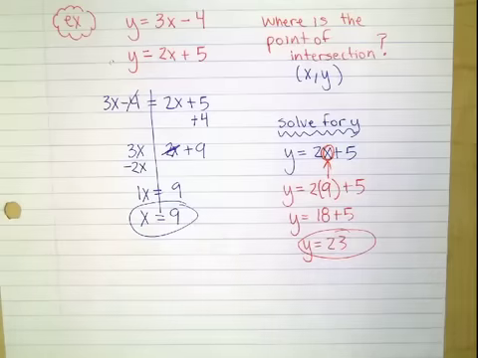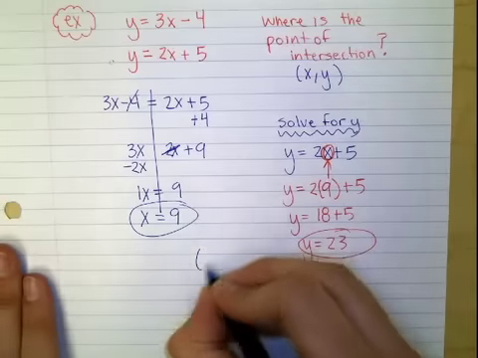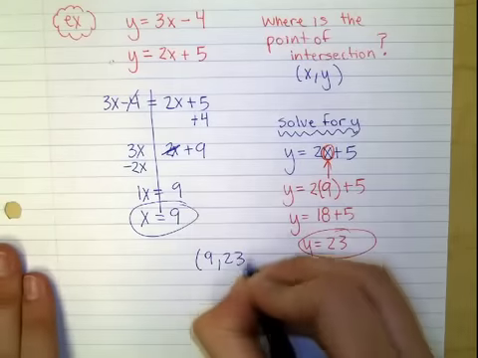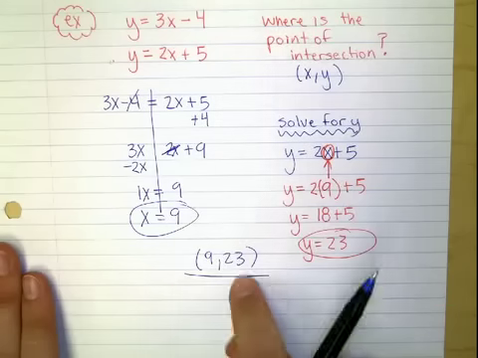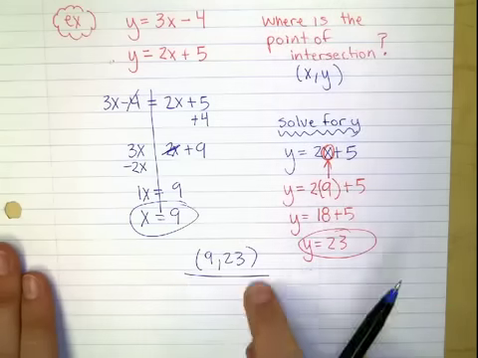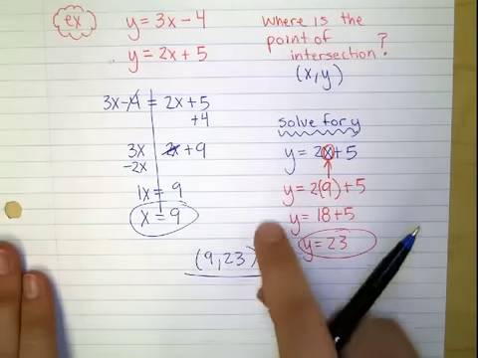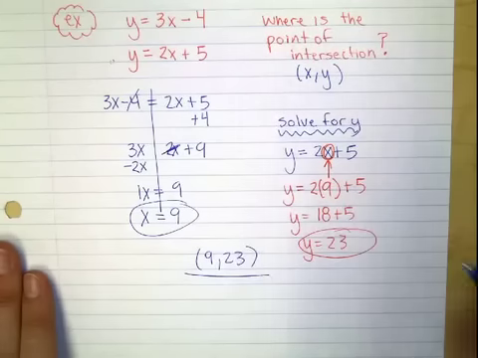You got your answers. If you want to make your answer just a little bit better, you're going to write it like a point. You're going to say 9 comma 23. This is where on the graph, if you went 9 over, 23 up and put a dot, that's exactly the point where those two lines are crossing. So 9, 23 is our answer.